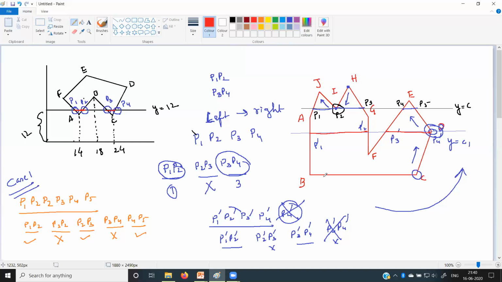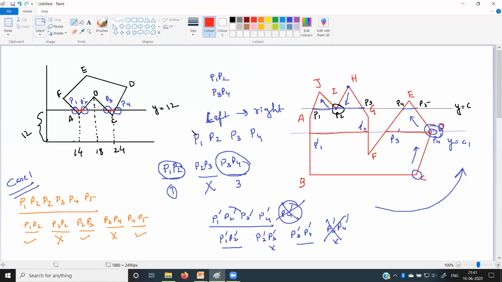So how can we compute the intersection point? That is very important and interesting. Here you can see that we should not compute the intersection point. For all points P1 dash, P2 dash, P3 dash, P4 dash, the y value should be C1. The y value will not change. Which will change? Only the x1. So what we have to compute? We have to compute only the x value.